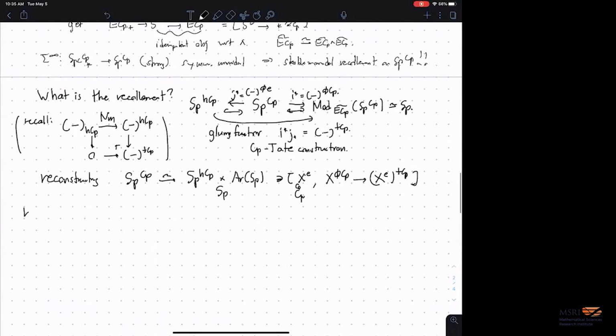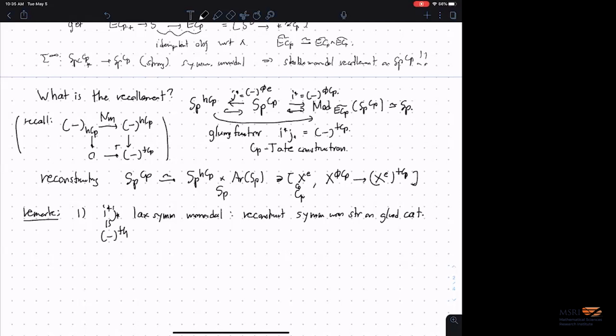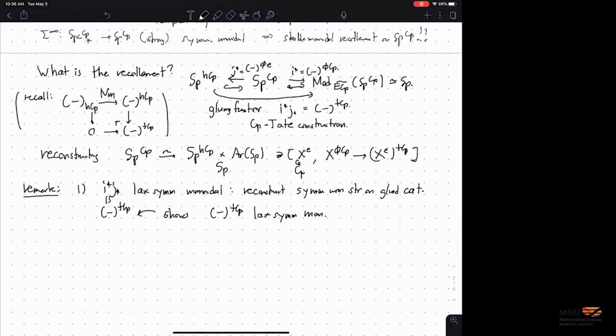But let me just briefly remark, so why is this useful? I should give maybe a quick application. Well, maybe one thing to note is that the gluing functor is actually lax symmetric monoidal. And in the situation of this monoidal recollement, this will reconstruct the symmetric monoidal structure on the glued category. Once I identify this with the Tate construction, this shows that this is a lax symmetric monoidal functor, and in particular sends commutative algebras to commutative algebras. So it's not so obvious to give a constructive definition of the lax symmetric monoidal structure on the C_p Tate construction if you don't, in other words, pass through genuine C_p spectra.